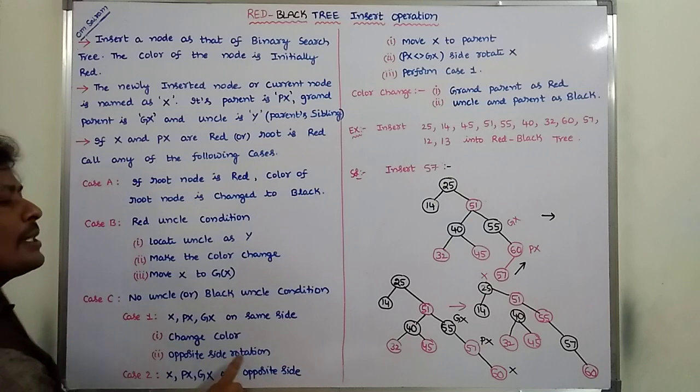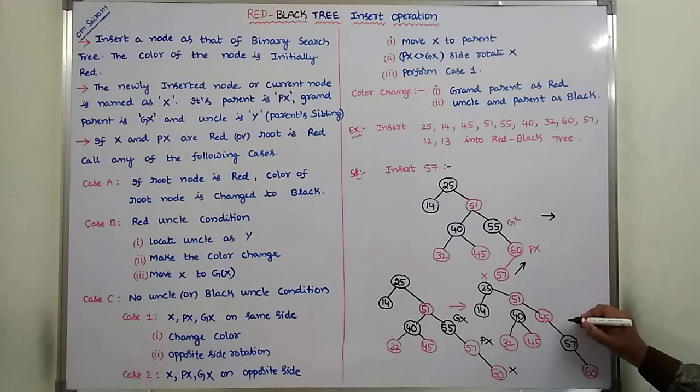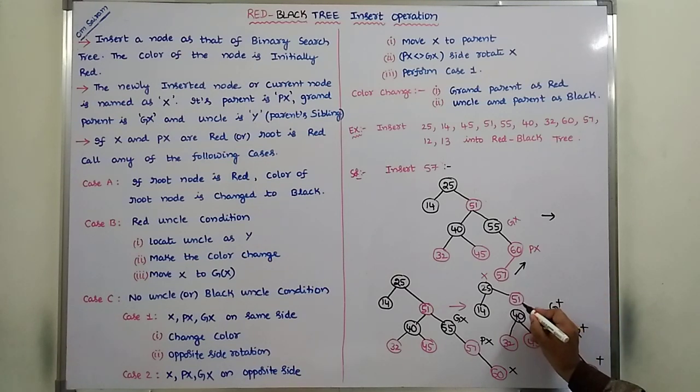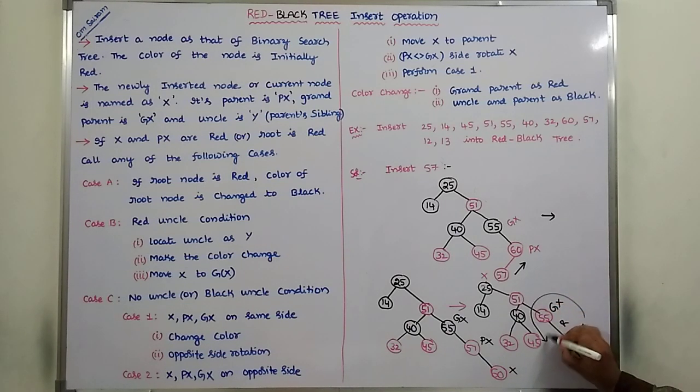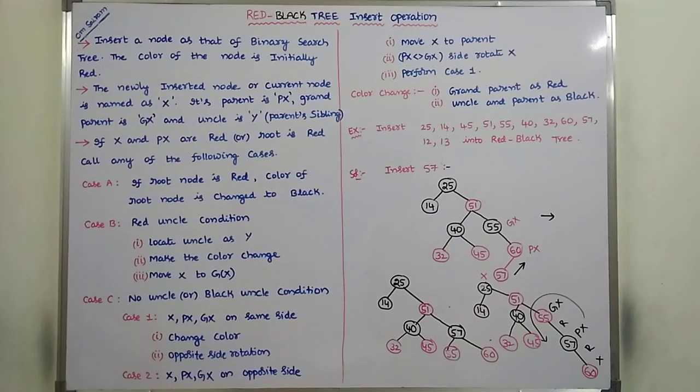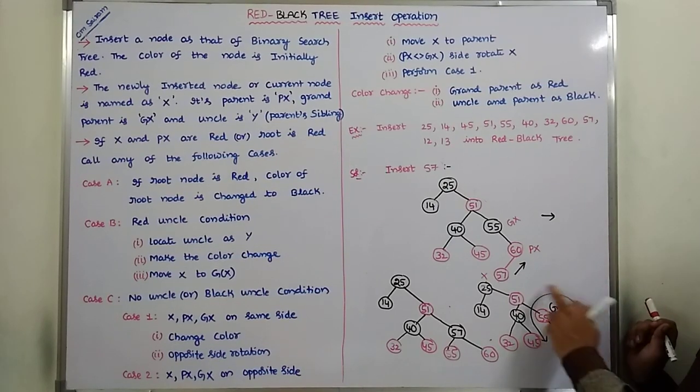Okay, now opposite side rotation. So what is opposite side rotation? Here this is right rotation. This is x, this is Px and this is Gx. So this is the right and this is the right. Right is there, then it goes to left side rotation. So left side rotation is this one. After performing the left side rotation, so then right is there, go to left rotation.